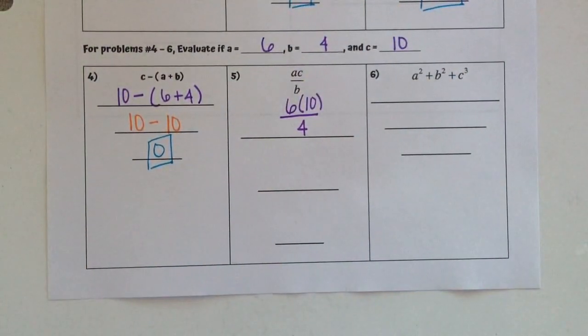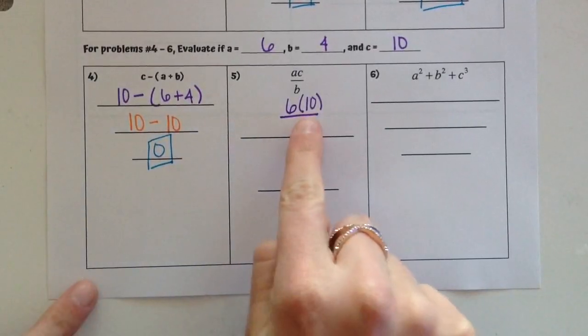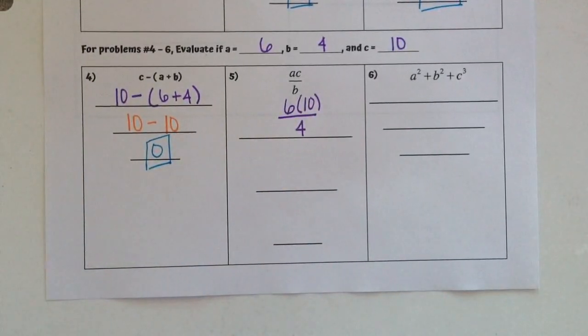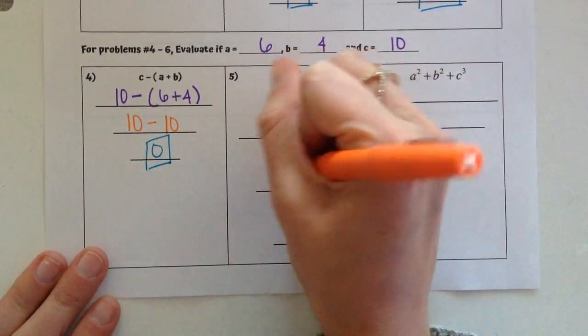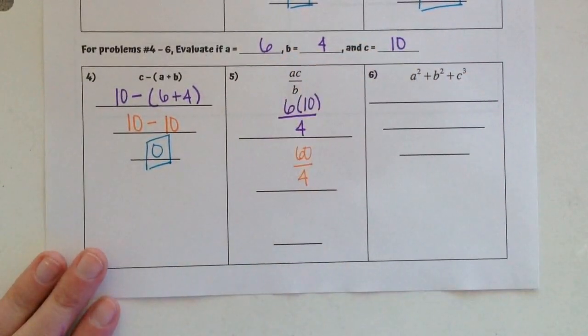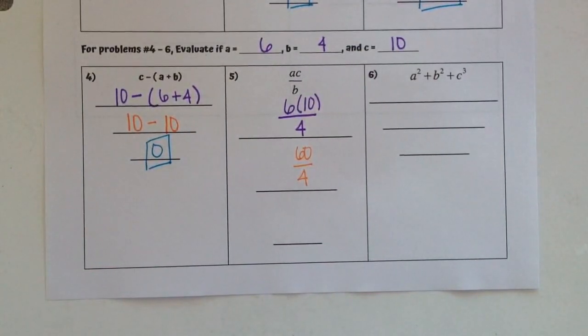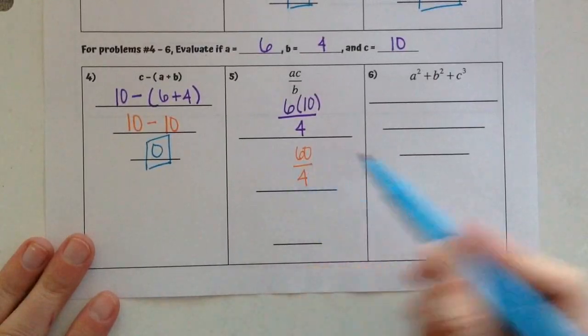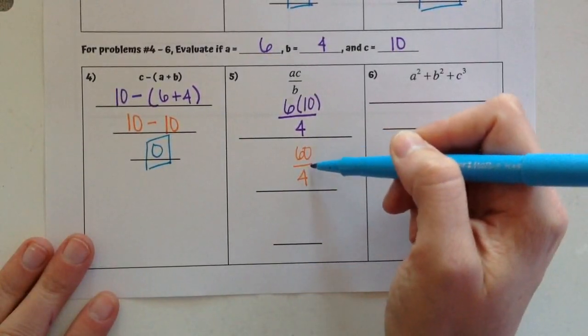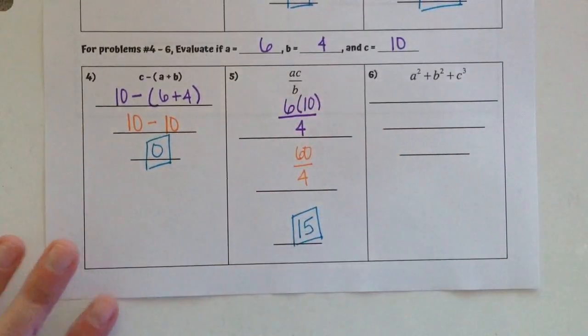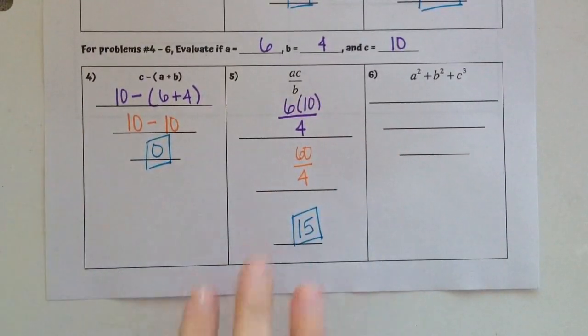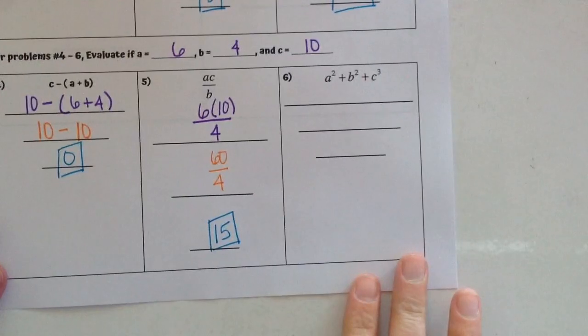Okay. For the fraction, I'm first going to simplify that number on the top. So I'm going to simplify. 6 times 10 is 60, and I'm still writing it over 4. So for the final step, what we need to remember is, again, the fraction bar means division. So we're doing 60 divided by 4, which is 15. All right, one more, and then we'll send you off on your own.